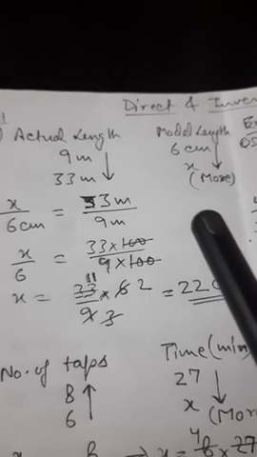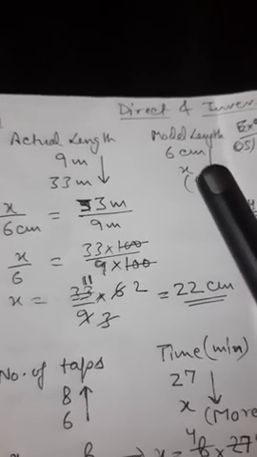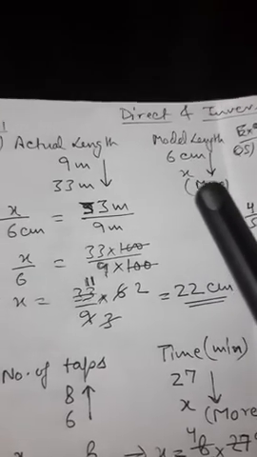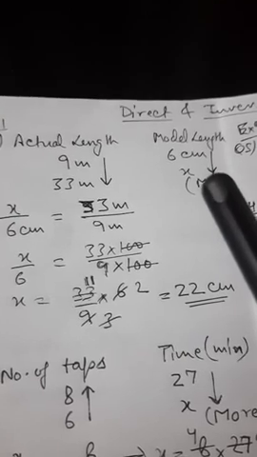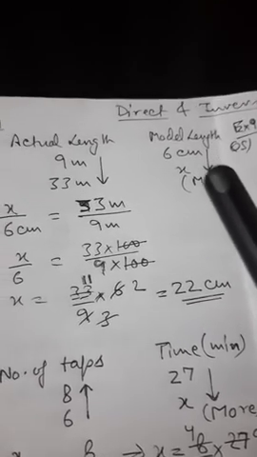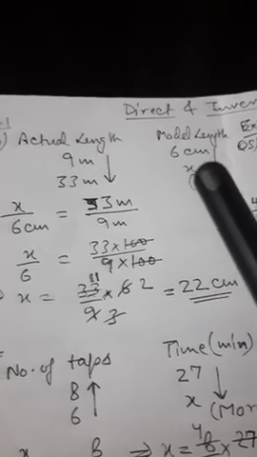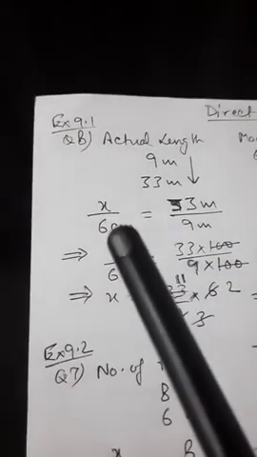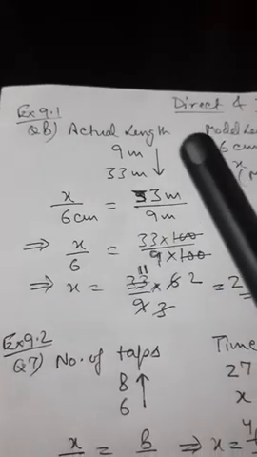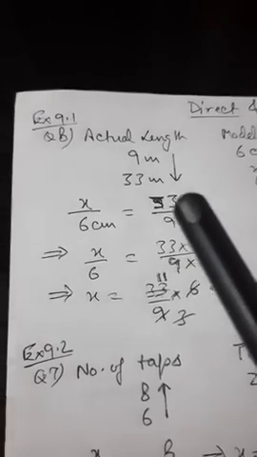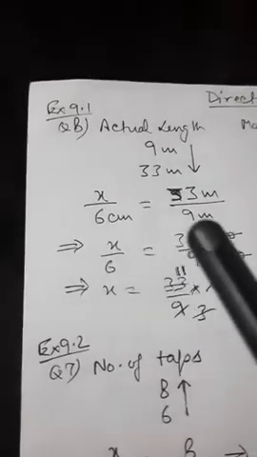The second step is to write both in the form of a ratio as head upon tail. So in an arrow this is called head and this is called tail. So what is at head? x, and what is at tail? 6. So we write x upon 6 here. What is at head here? 33, and at tail it is 9. So 33 upon 9. The x upon 6 equal to 33 upon 9.